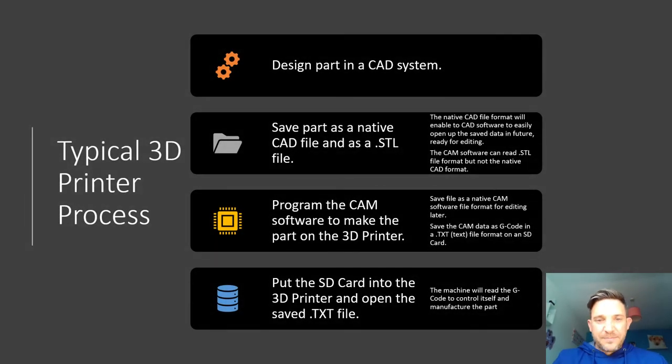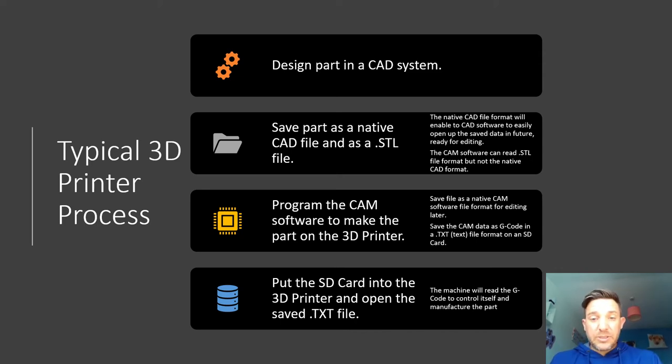Okay, and here we are. So, a typical 3D printer process. We'll just quickly run through it, and then I'm going to show you exactly what it is. The first stage of the process will be to design the part in a CAD system. That could be any CAD system.